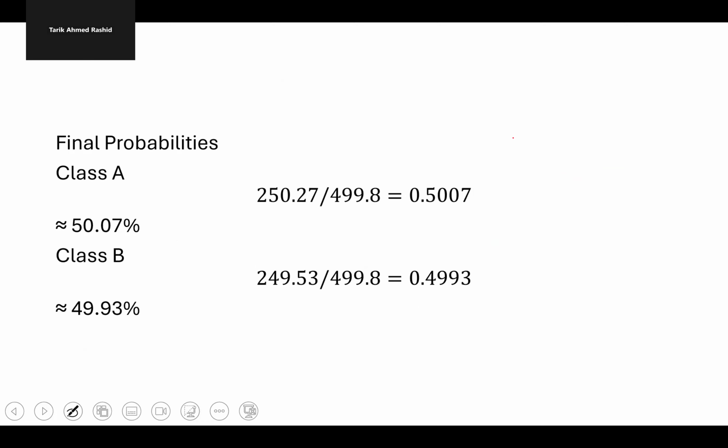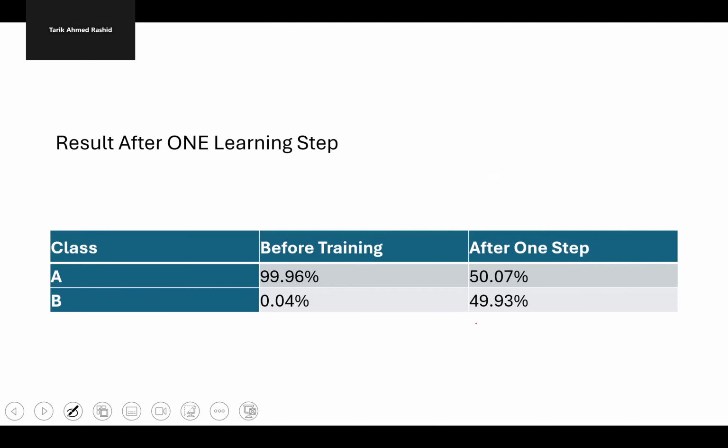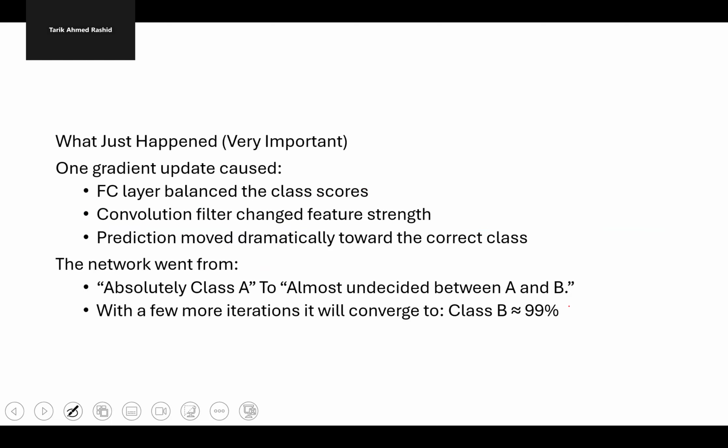You will see the probability of A is now 50.07, and the probability for B is now 49.93. So you see the output has changed. That was before training. We started the first iteration, that's the second forward pass. So you can see that there is some change.